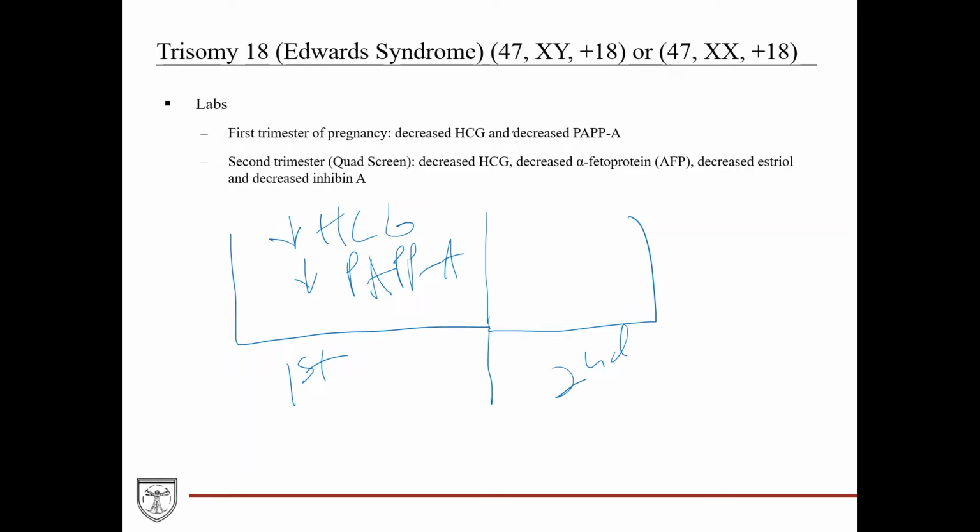However, the difference for trisomy 18 is that in the second trimester, you do what's called a quad screen. So that would be HCG, alpha-fetoprotein, estriol, and then inhibin A. So that's the 4 components of a quad screen. So in the second trimester, you're going to have decreased HCG, decreased AFP, decreased estriol, and then decreased inhibin A. So as far as the first trimester goes, it's the same as trisomy 13. Get into the second trimester, this is where you differentiate it.